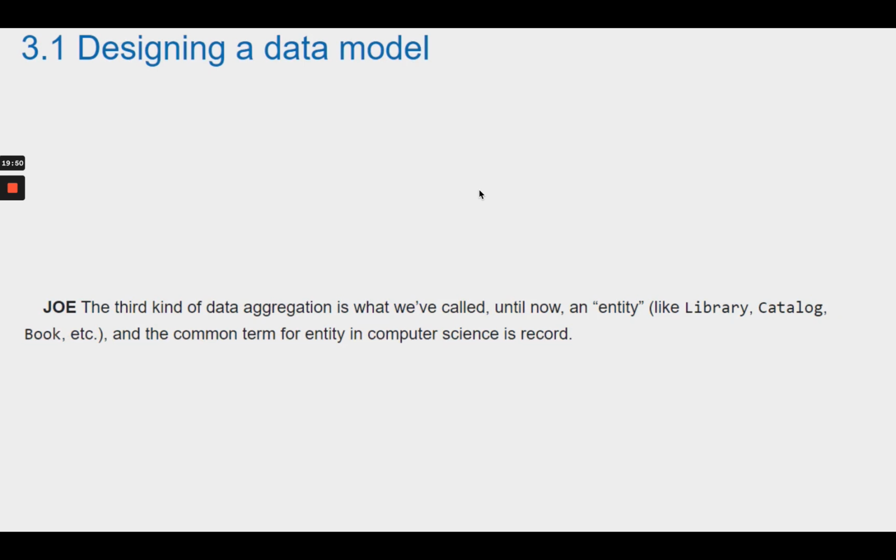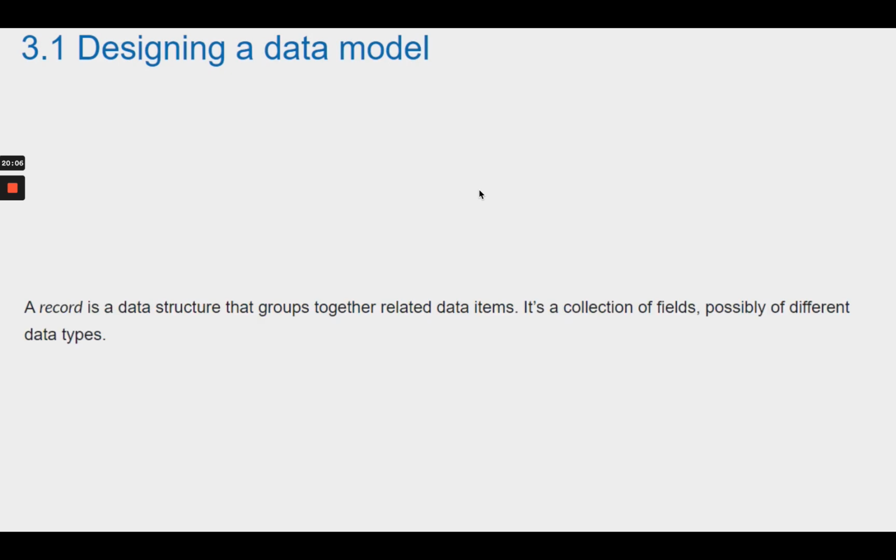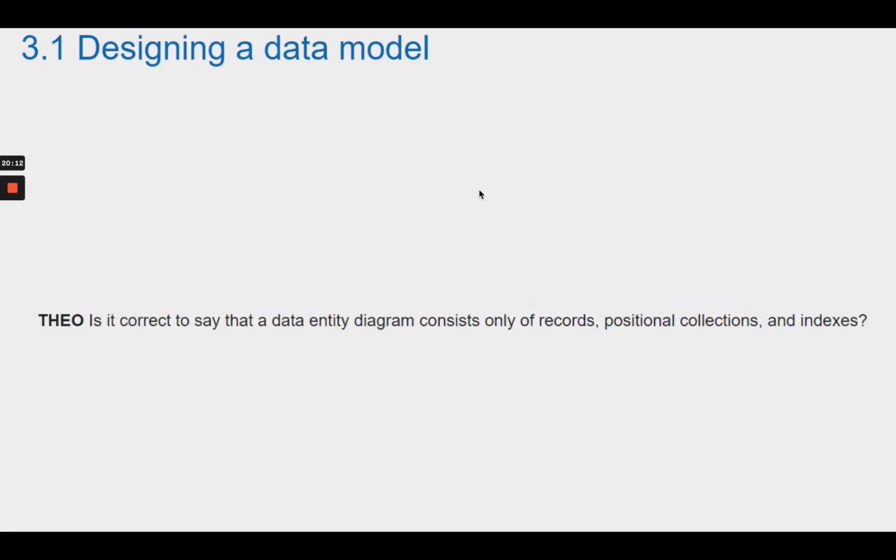Joe, the third kind of data aggregation is what we've called, until now, an entity, like library, catalog, book, etc., and the common term for entity in computer science is record. Note: a record is a data structure that groups together related data items. It's a collection of fields, possibly of different data types.